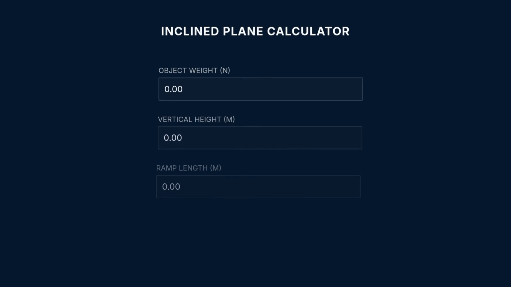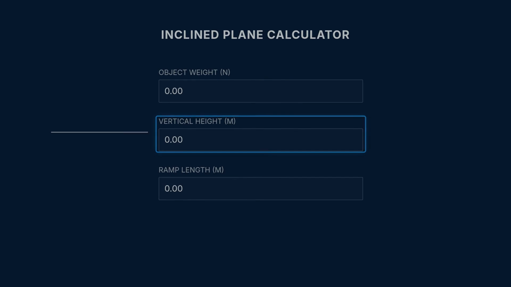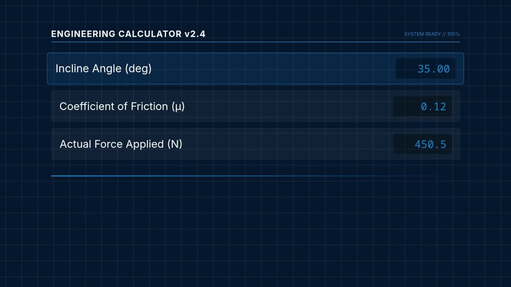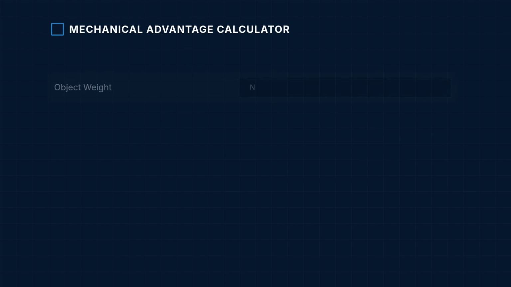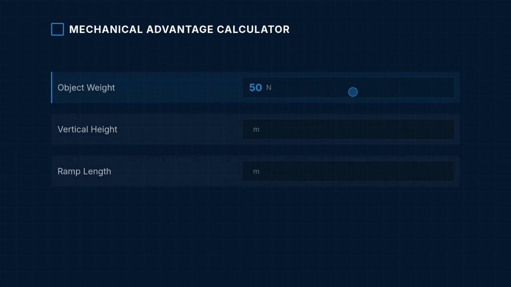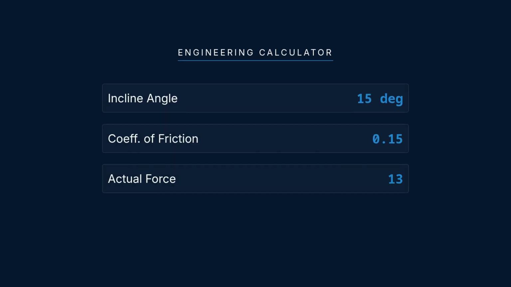The input fields are object weight in newtons, vertical height in meters, ramp length in meters, incline angle in degrees, coefficient of friction mu, and actual force applied in newtons. Let's work through an example. I'll enter object weight 500 newtons, vertical height 2 meters, ramp length 8 meters, incline angle 15 degrees, coefficient of friction 0.15, and actual force applied 150 newtons.